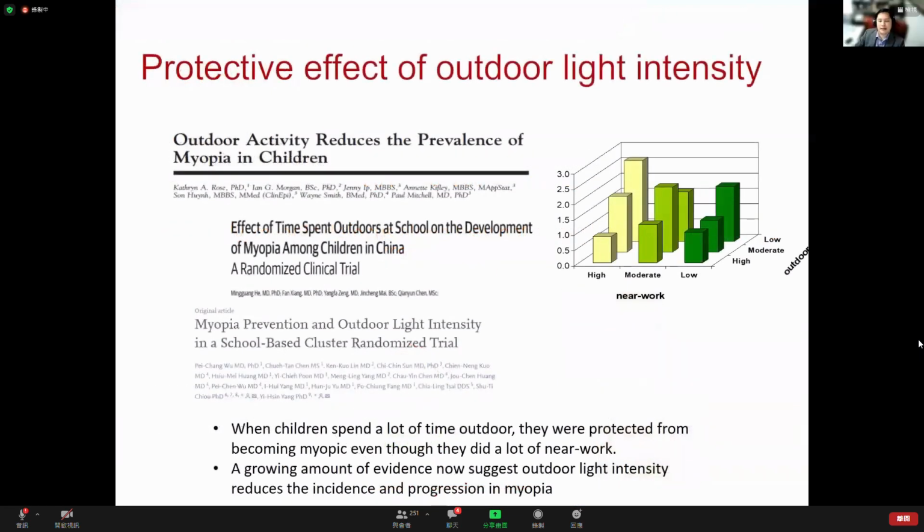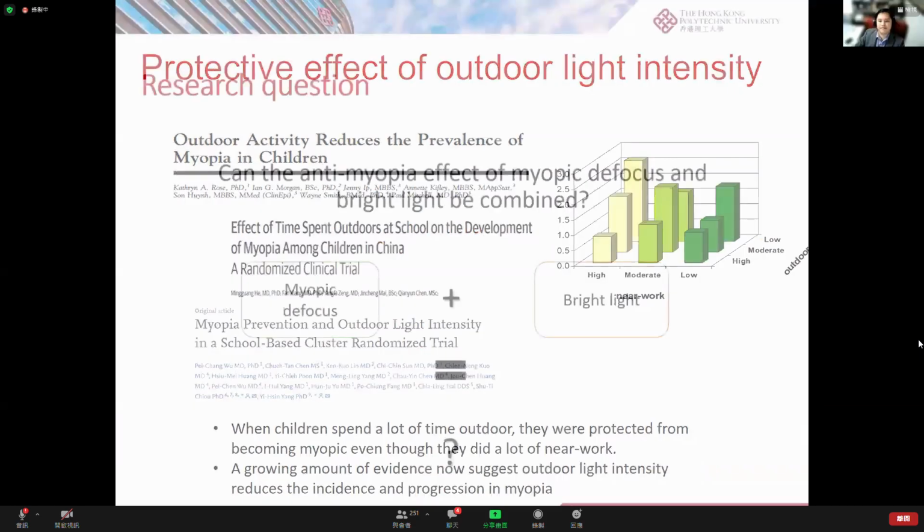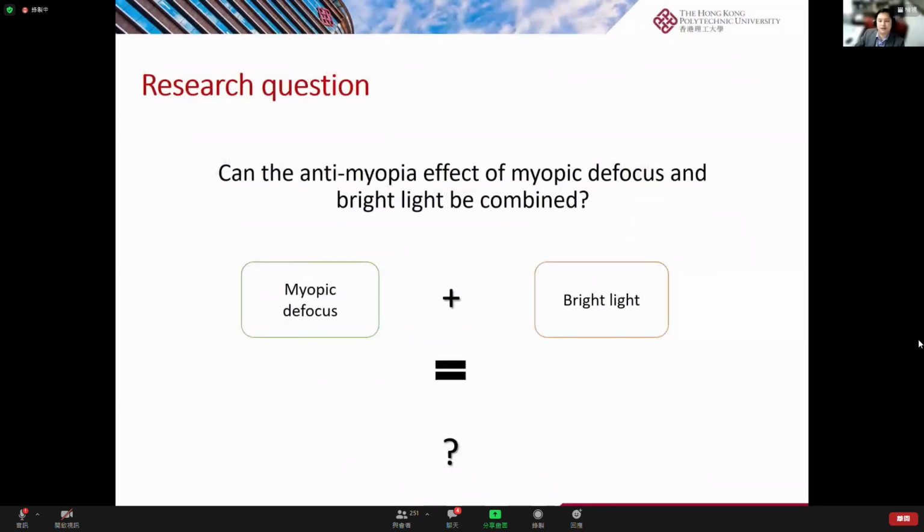On the other hand, there is substantial evidence that spending time outdoors protects children from becoming myopic. And there is a growing amount of evidence now suggesting that outdoor light intensities slow progression of myopia as well. So we came up with a simple research question. Can the anti-myopia effects of myopic defocus and bright light be combined to become even more effective?